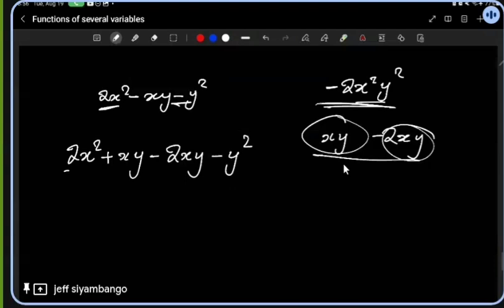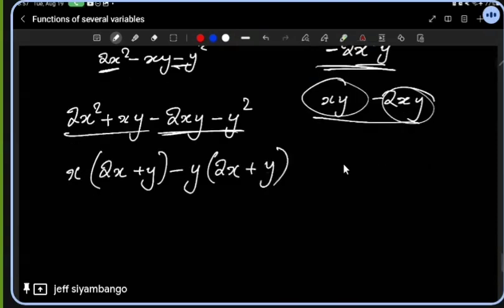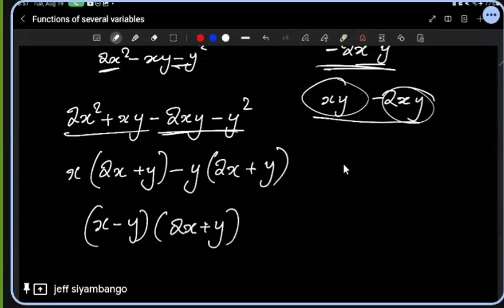So what is common between these two, I can factor out x. What I remain with is going to be 2x plus y. And then I factor out what is common there. There's a minus present, so I'll factor out minus y. What will remain here will be 2x plus 1y. So now I have x minus y multiplying 2x plus y. This worked. And if you try to expand this, you should see that it will go back to that expression.